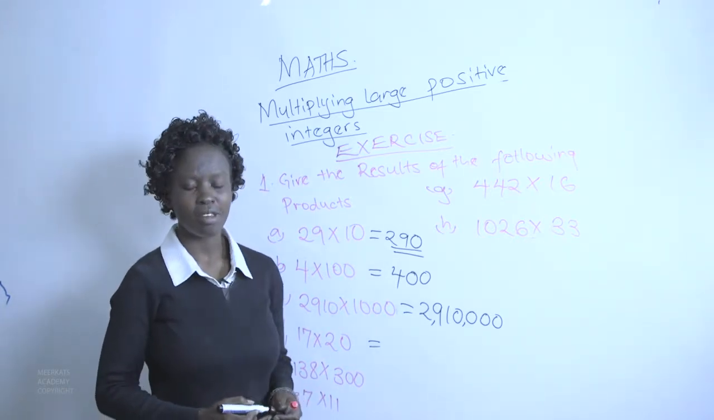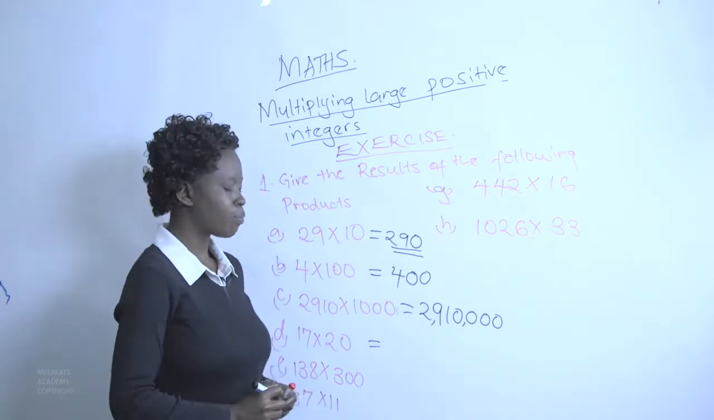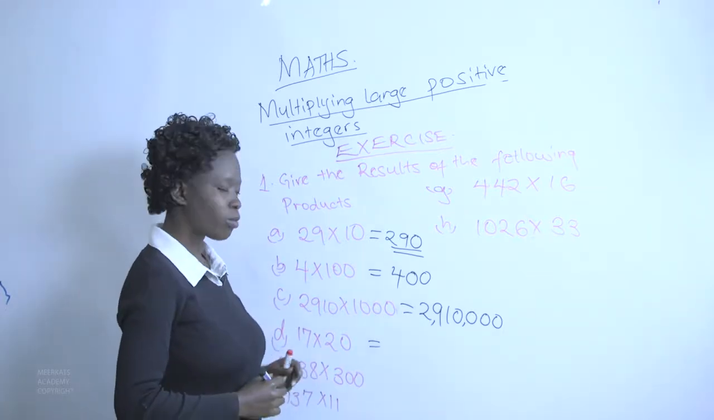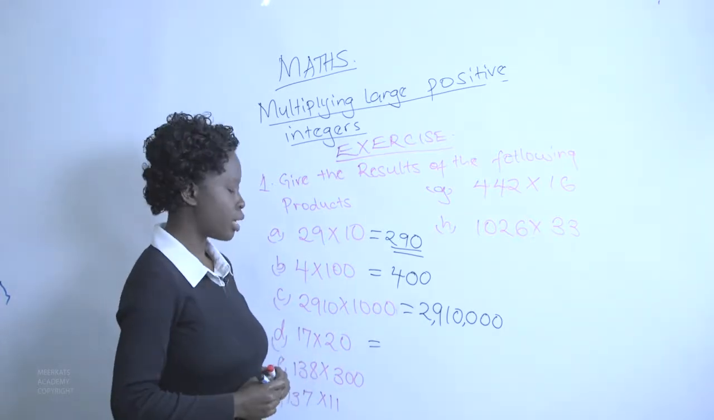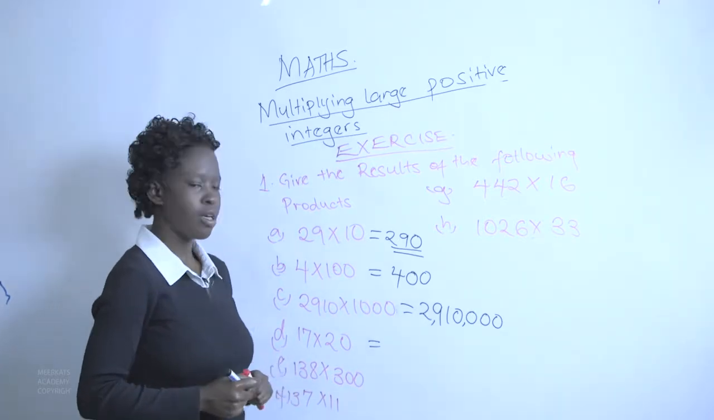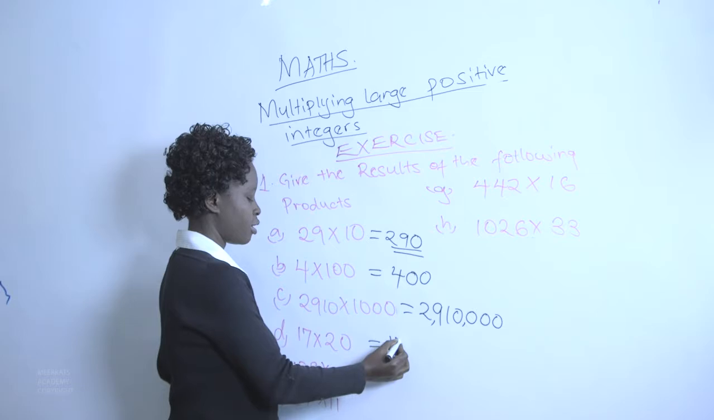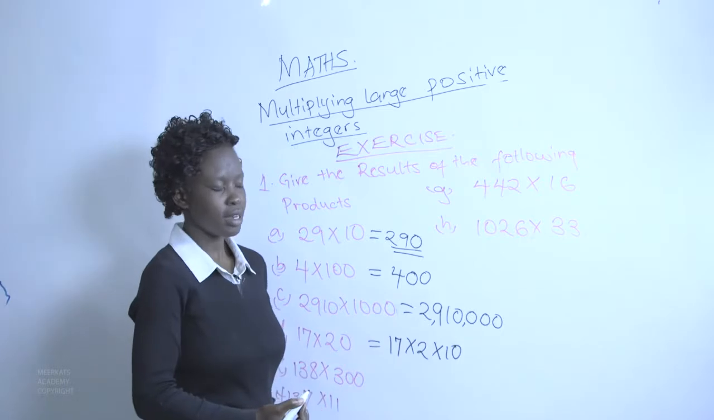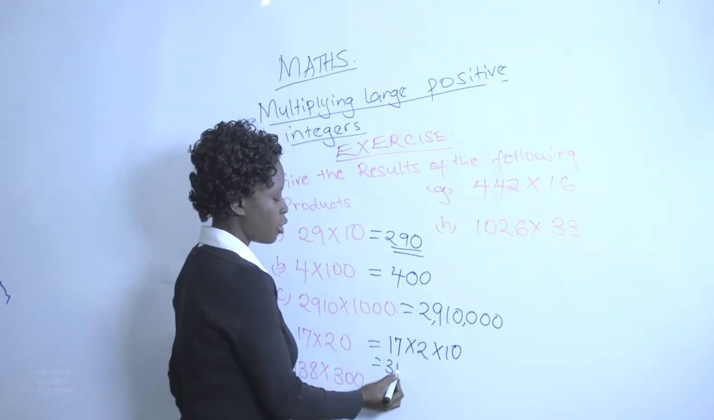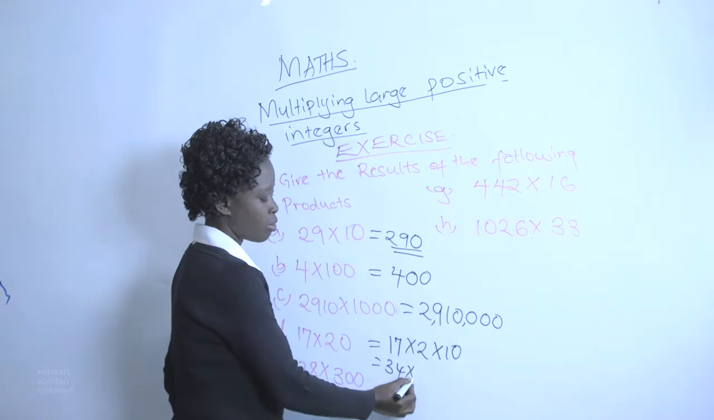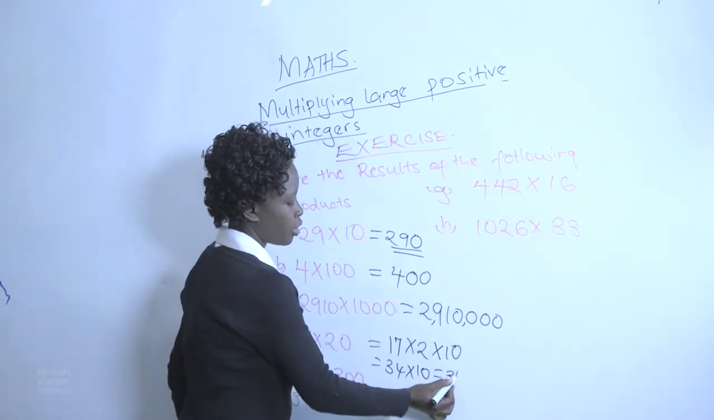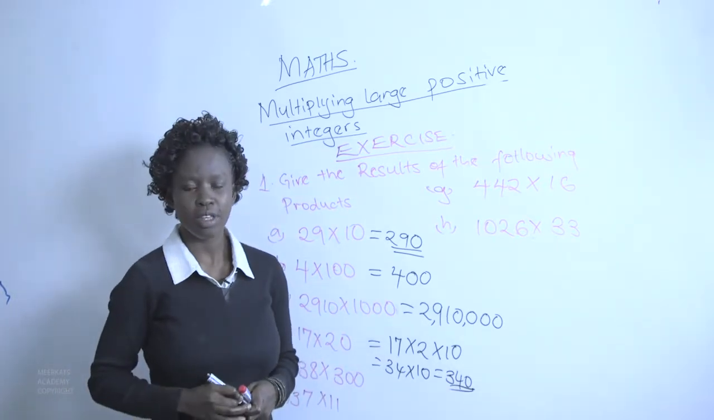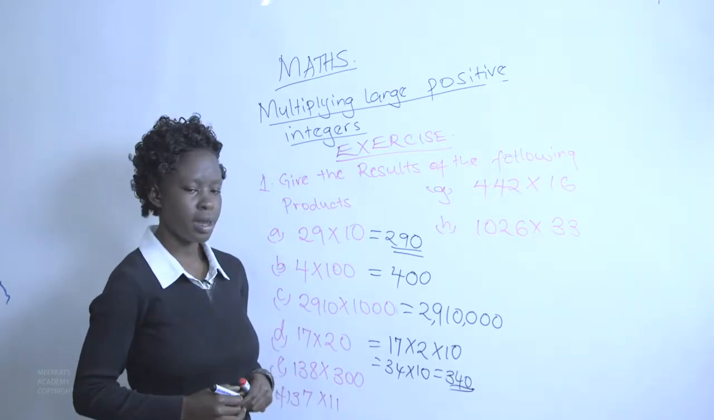Then we have 17 times 20. 20 is a multiple of 10. So being a multiple of 10, we first start by multiplying by the number that is before the 0. Then we multiply by 10. So this is what we do. We will have 17 multiplied by 2, then times 10. 17 times 2 is simply 34. Then 34 times 10, we get 340. So 17 times 20 is simply 340.